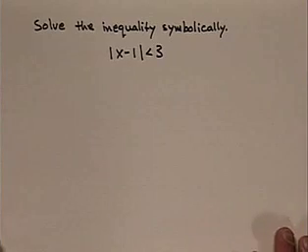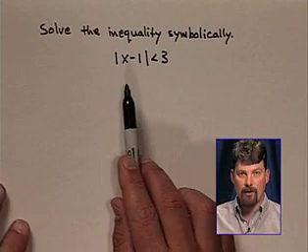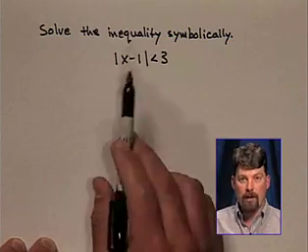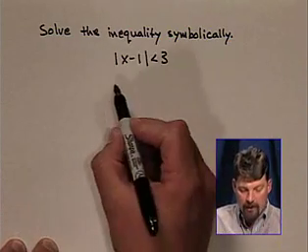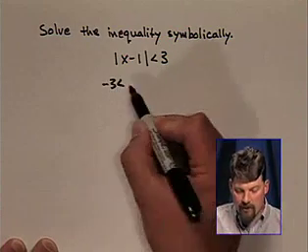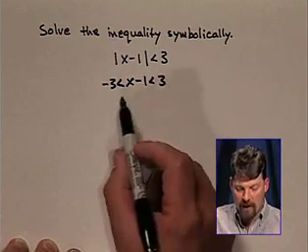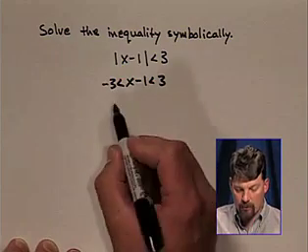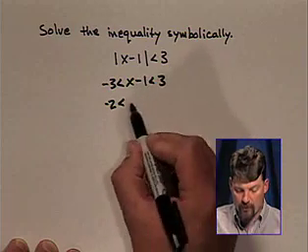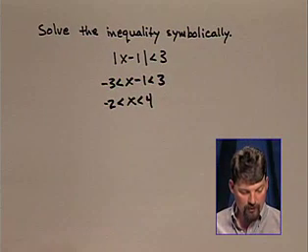Here we're asked to solve the inequality symbolically, and we have the absolute value of x minus 1 less than 3. Now, what we can do is remove the absolute value bars here by saying that negative 3 is less than x minus 1, which is less than 3. And now I can solve this by adding 1 to each part of the inequality. So negative 3 plus 1 is negative 2, and negative 1 plus 1 is 0, so that leaves me with x, and 3 plus 1 is 4, and so this would be the solution.